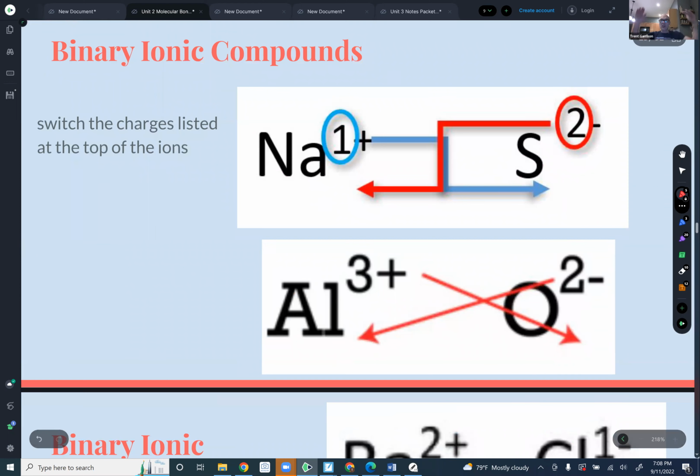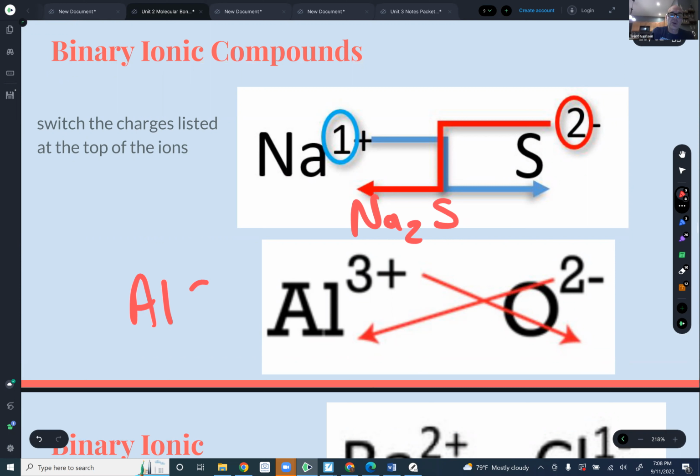This is the ionic crisscross method. So the charges go up in the air, then you crisscross them down to try and balance it out. So I would have as this balanced Na2S1. You don't need the 1. Then next, I would have AlO, and the charges balanced on it would be Al2O3.